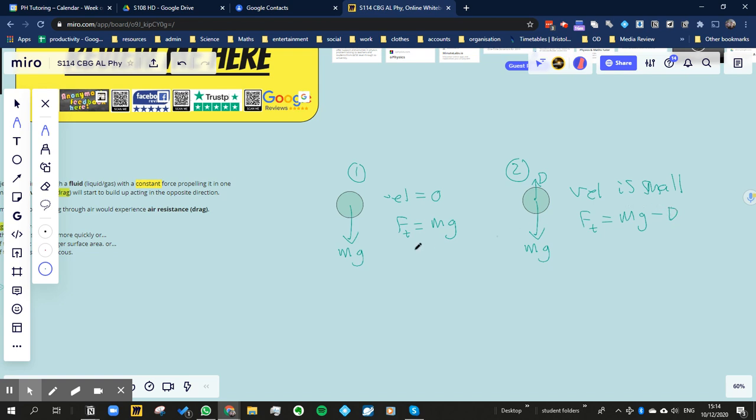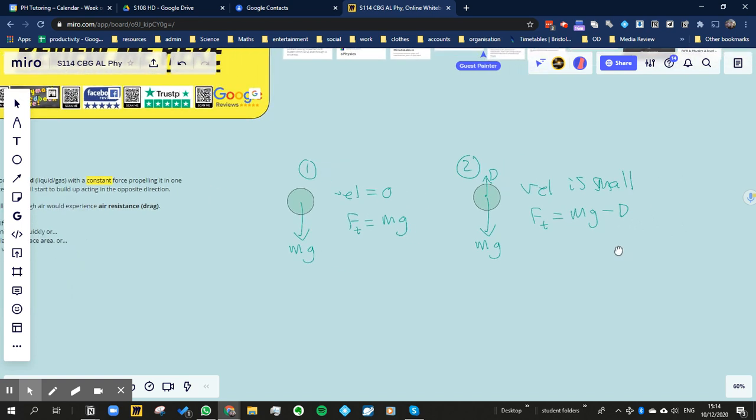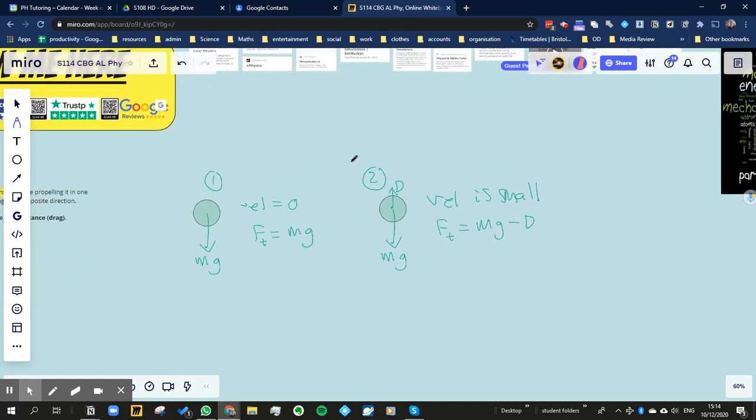So we can see that it had the maximum force at the beginning, right? And after a while, the total force is less than it originally was, because the mg is still the same. It still weighs the same. It's still got the same weight, but we have to subtract the drag that it's now experiencing. So we'll group that, and we're going to copy that again for stage 3.